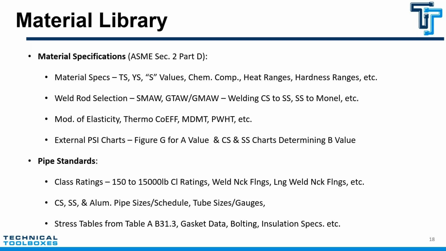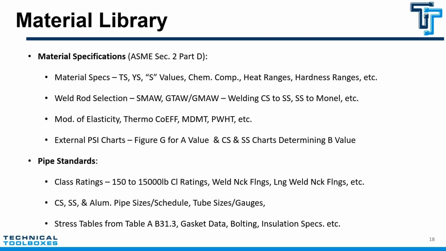You have your external pressure charts, figure G's and A's, and for anything CS2, the program will automatically determine your figure A. So you don't really have to go to the charts for that, but they're there if you need them for assurance. The carbon steel and stainless steel charts to determine B are there, but for carbon CS2, which is the most common material in our industry, it will automatically calculate that. So doing external pressure calcs is almost automated to about 90%.